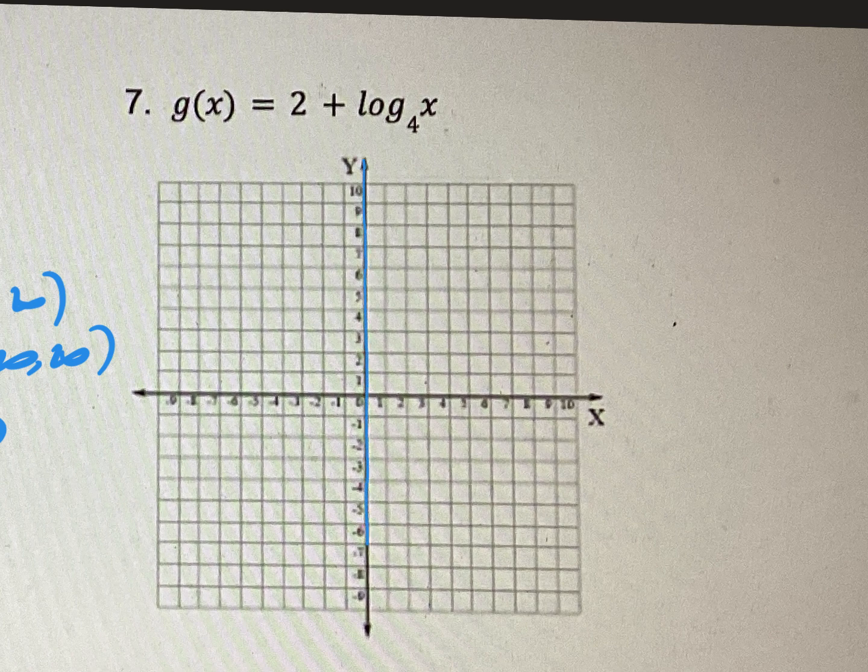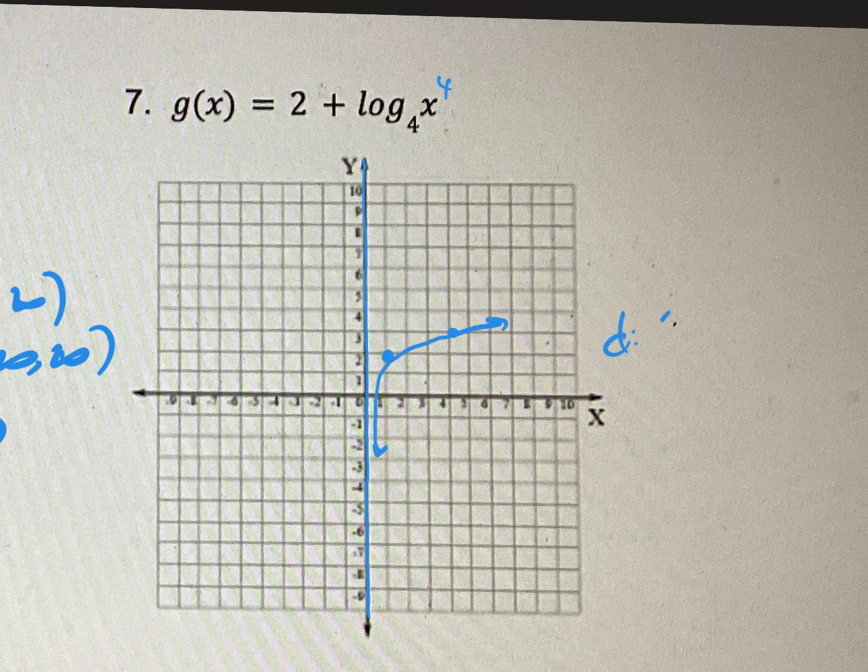What it's going to affect, though, is my first point. Instead of it being over 1, up 0, it's going to be over 1, up 2. All right, I'm going to put a 4 in there again because it's base 4 again. Remember, log base 4 of 4, that's 1. 1 plus 2 is 3. So I put in 4, I got 3. So there's my 2 points. It's going to look just like that.